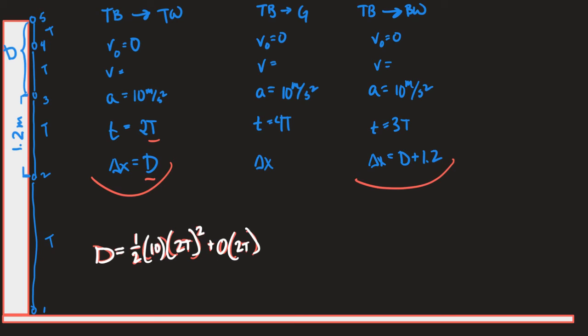The other side is going to be d plus 1.2 equals 1/2 a t squared plus 0 times t. Now, this gives you a way of solving for t, but then you could use that to figure out the height of the building.